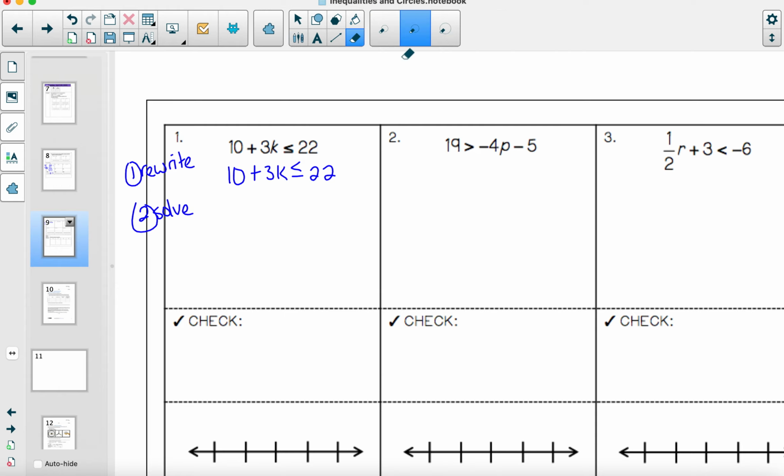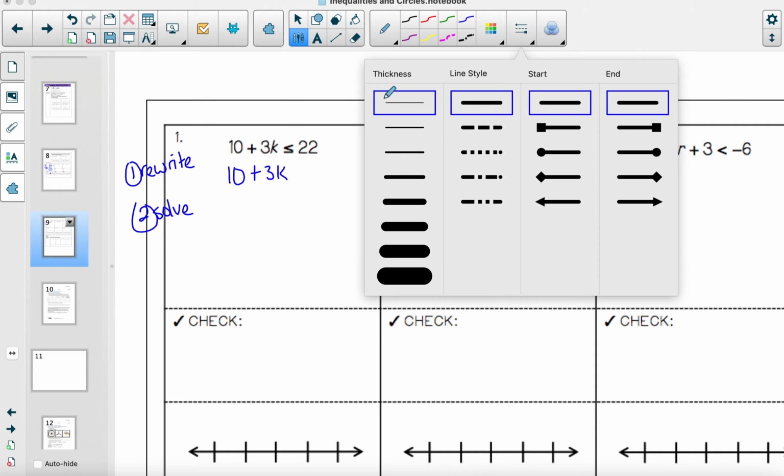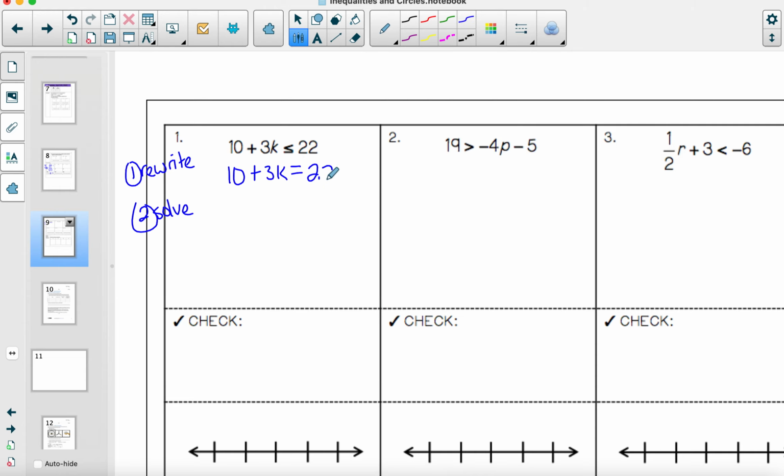Oh, shucks. I rewrote it and I didn't take out the inequality symbol, guys. Sorry. Equals 22. My bad. All right, when I solve an equation, I want the variable term by itself. I got to get rid of this 10. This is 0. I have 3k here. 22 minus 10 is 12. Now I'm going to do the opposite again. This is multiplication. I'm going to divide by 3. K is equal to 4.